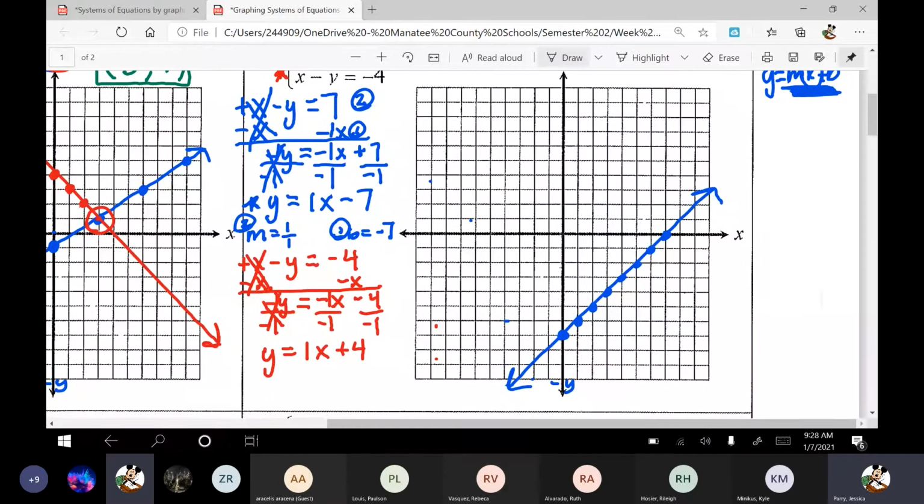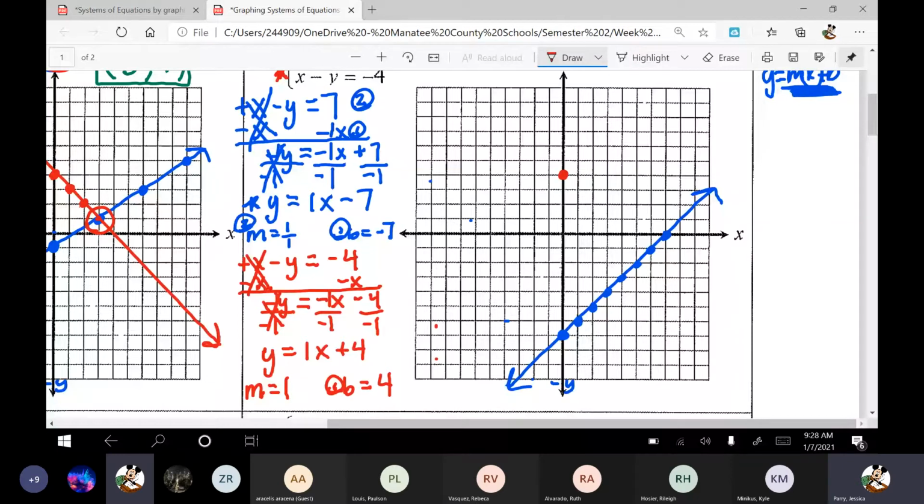So now let's write out our information. M equals 1, B equals 4. And first, we're going to plot the y-intercept B, positive 4: 1, 2, 3, 4. Remember, that goes on the y-axis, the line that goes up and down. Positive is going to be up and negative is down.